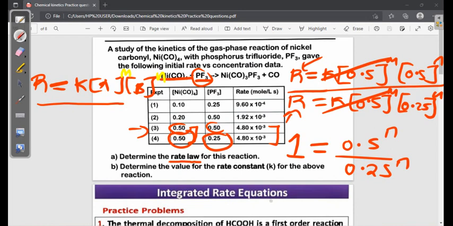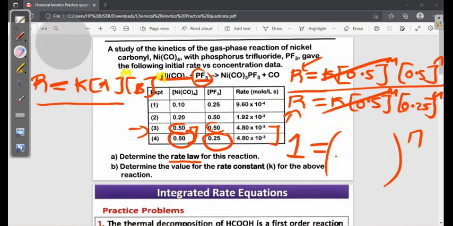So what can we do? Whenever you have got the same power, you can combine the bases, using the rules of indices. Just combine them and then raise them to the same power n. So if you get to divide there, what are you going to see? 0.25 is half of 0.5, right? So we have a 2 to the power n. So 2 to the power n is equal to 1.